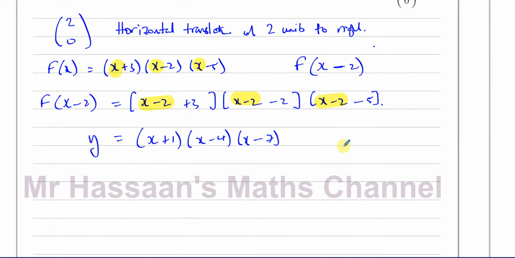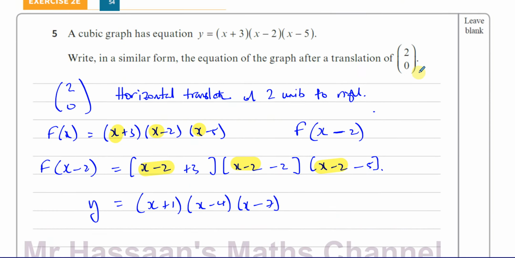Very simple. You just replace the x with whatever's in the bracket. If the translation is for the x part, you replace the x with basically the opposite. So if it says plus 2, you replace it with x minus 2. If it says minus 2, you replace it with x plus 2. The opposite. And we can see how that would work.